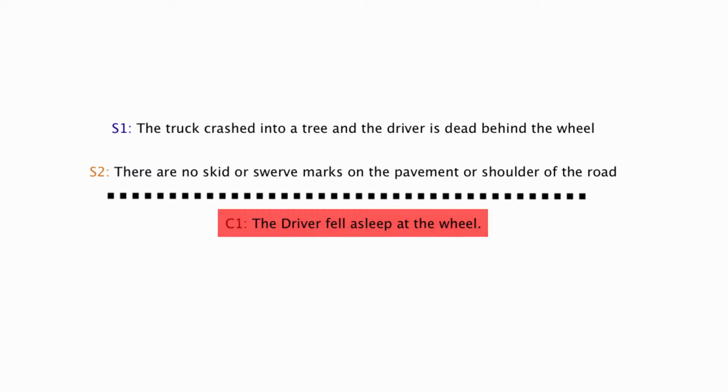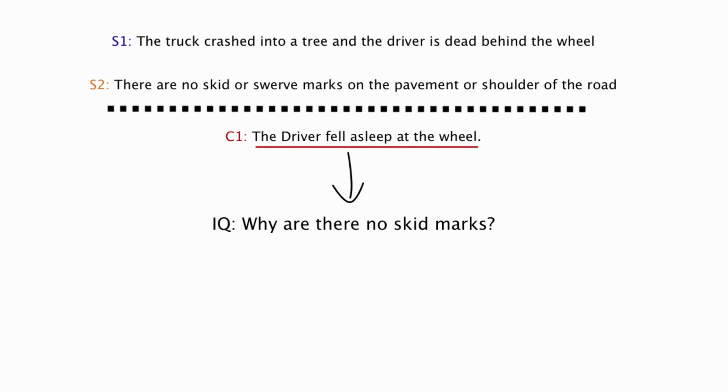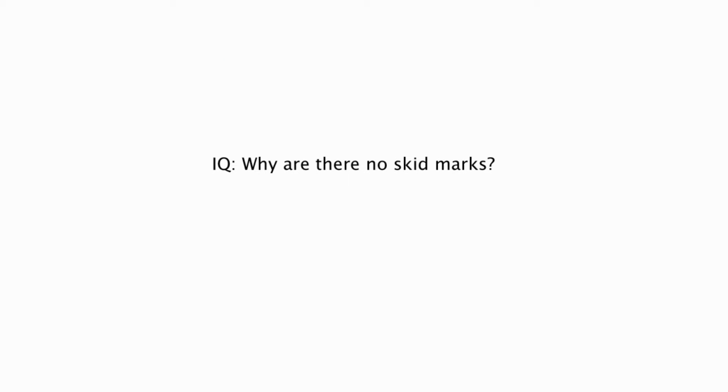The conclusion of the argument, that is, the best answer to the implicit question in the mind of the author of the argument, was that the driver must have fallen asleep. Let's see if we can, given the facts of the case and our background knowledge, figure out how good that argument is. As we saw, the best implicit question in this case is something like, why are there no skid or swerve marks on the road? And the author of the argument felt that the driver fell asleep is the best answer.